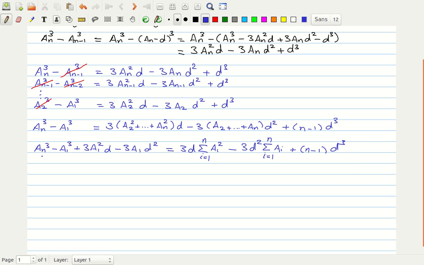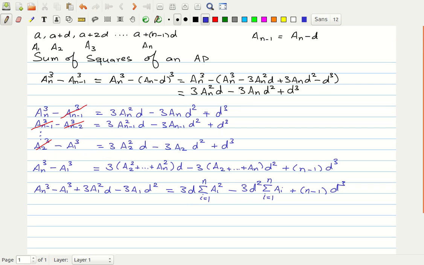We know what a_n is, we know what a_1 is. a_n is simply equal to a plus (n minus 1) d, and a_1 is equal to a. We just substitute these values and simplify this expression over here. This is what we have to find.